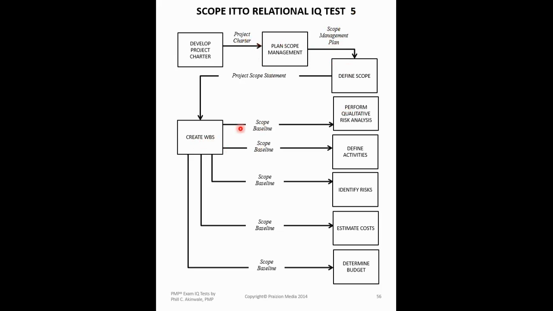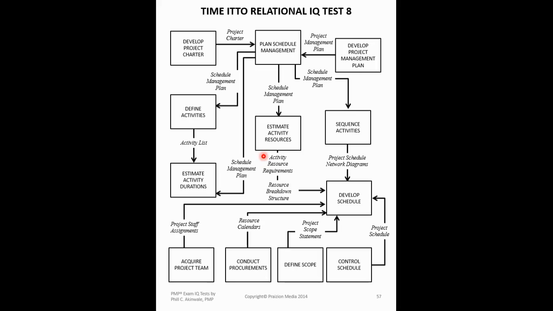Create WBS gives you the scope baseline, and see all the places the scope baseline goes as an input. Well, the scope baseline goes to the define activities process. This is really what is feeding define activities for you to begin to break down the WBS. Remember, the WBS is part of the scope baseline. In the scope baseline, we have the WBS dictionary and the project scope statement. Take a look here one more time. I showed you this in the last tutorial.